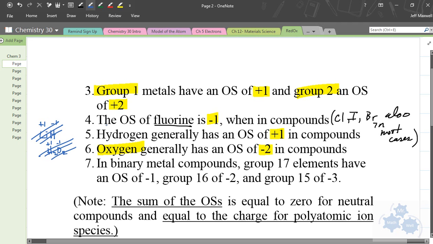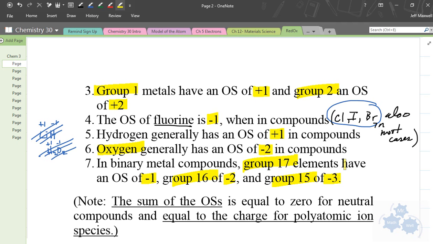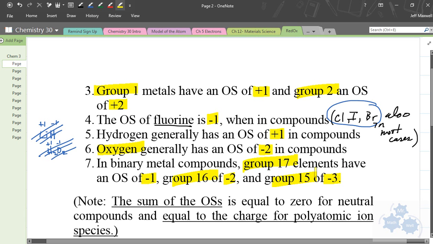Number 7, in binary metal compounds, group 17 elements have an oxidation state of -1, so that's the rest of these as well. We said most of them in binary. In group 16, -2, group 15, -3. So group 17, -1, group 16, -2, and group 15, -3. On your periodic table over there, it's just working backwards: halogens, then oxygen, sulfur, selenium, tellurium, and then nitrogen, phosphorus, arsenic, antimony. As you work backwards, -1, -2, -3, whichever.